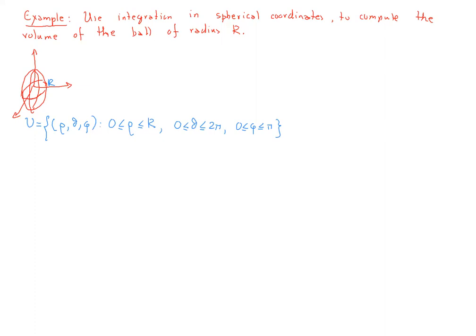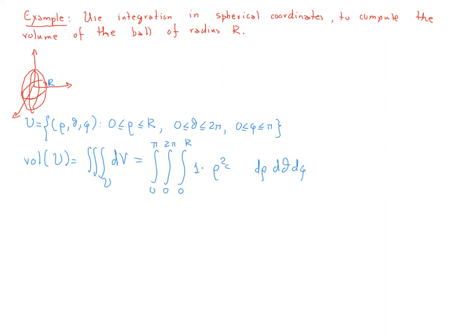And since I want to compute the volume, that means that I need to integrate the function 1. So when I turn to spherical coordinates, I will have d rho gets matched with 0 to r. D theta gets matched with 0 to 2 pi. And d phi gets matched with 0 to pi. The function that we're integrating, as we said, is the function 1. So that's step 2 of the process of turning the integral into an integral in spherical coordinates. And the Jacobian is rho squared times sine phi.